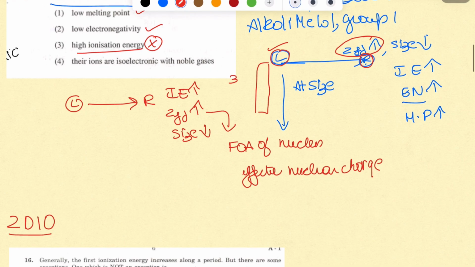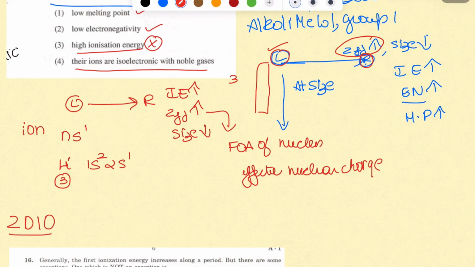Let's see, their ions are isoelectronic with noble gas. If you see the cations of alkali metal, they have ns1 configuration. I'll take the example of lithium. Lithium has atomic number 3. It has 1s2, 2s1. If you make Li+, you remove one electron, it will be 1s2. Which configuration is that? Noble gas configuration, duplet configuration. If I add one electron, it will be 1s2, 2s2, fully filled configuration. Again, it is a noble gas, helium configuration.